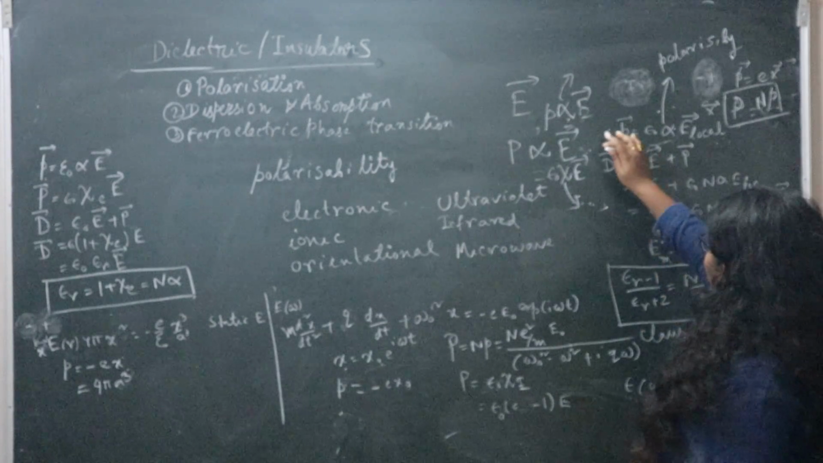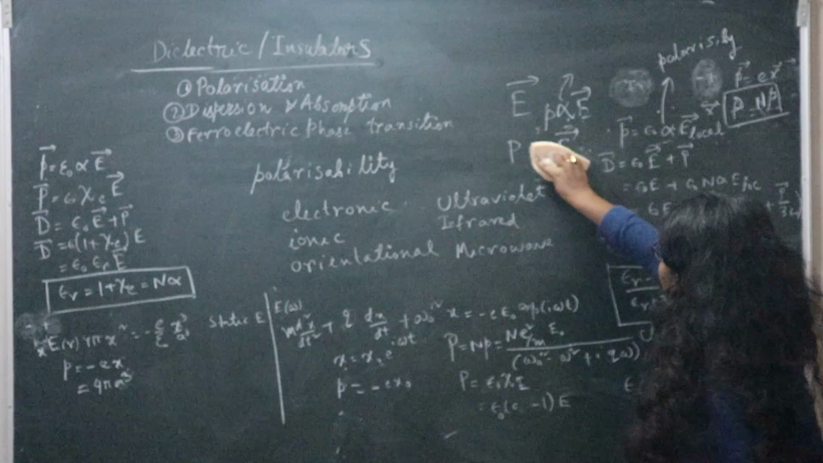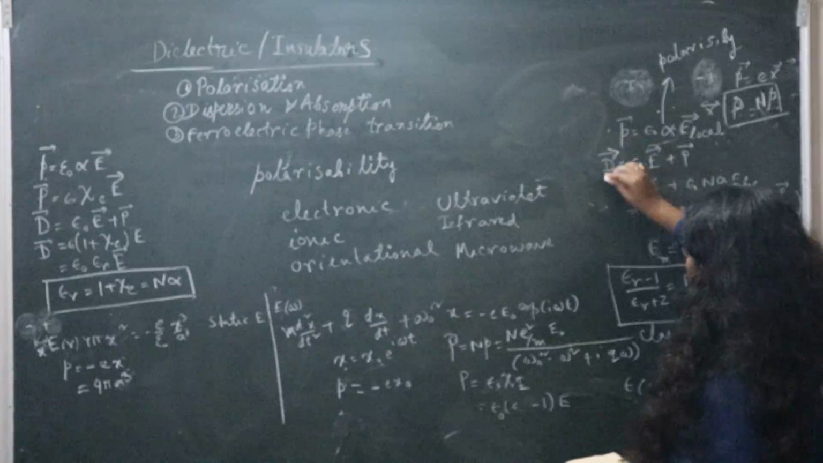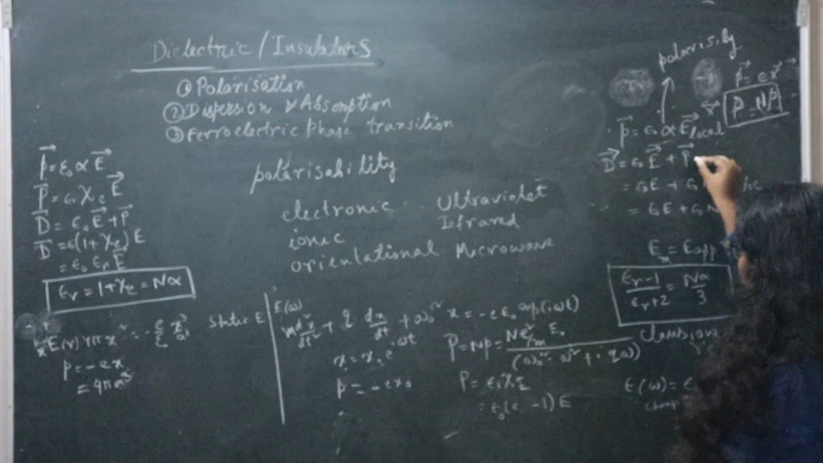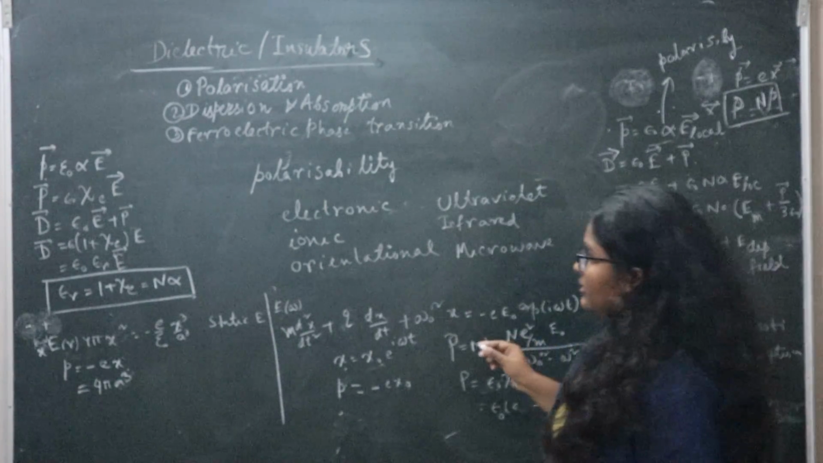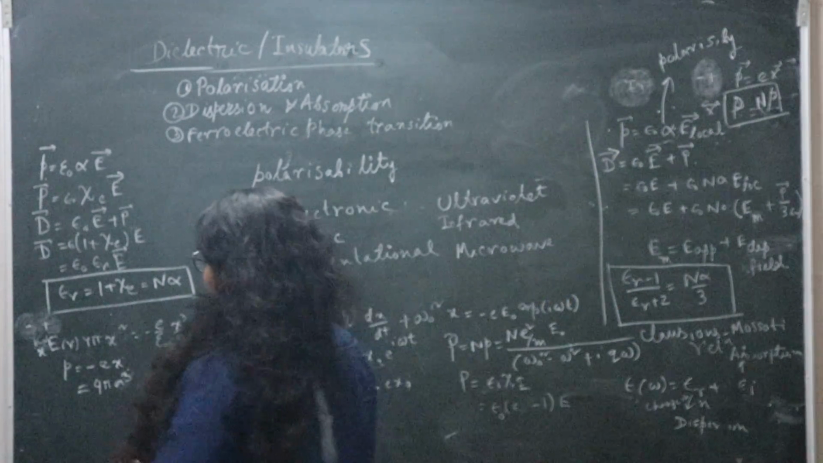Now we know the linear relationship. So let me first erase it. We know the displacement vector D equals epsilon naught E plus P. From there I just put the value of P which I have introduced, and let us forget this side, this is for another thing, I will tell you later.